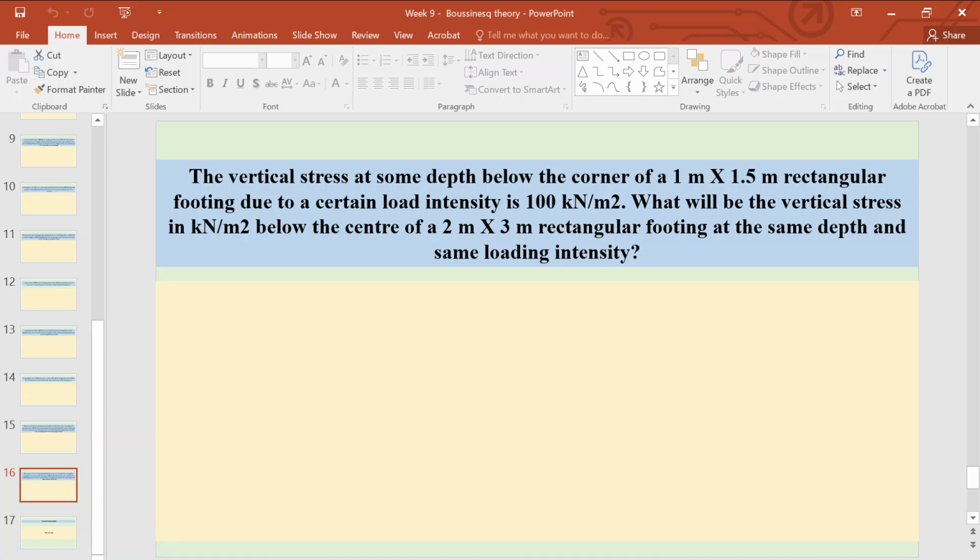I repeat the question. The vertical stress at some depth below the corner of a 1 meter by 1.5 meter rectangular footing due to a certain load intensity is 100 kilonewton per meter square. What will be the vertical stress in kilonewton per meter square below the center of a 2 meter by 3 meter rectangular footing at the same depth and same loading intensity?